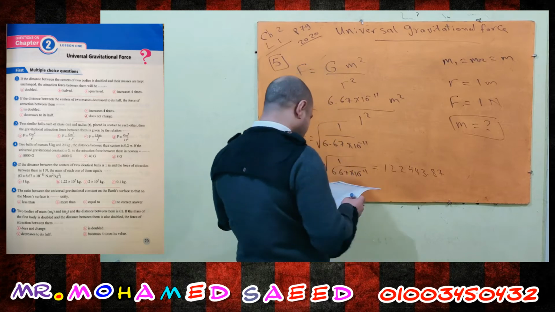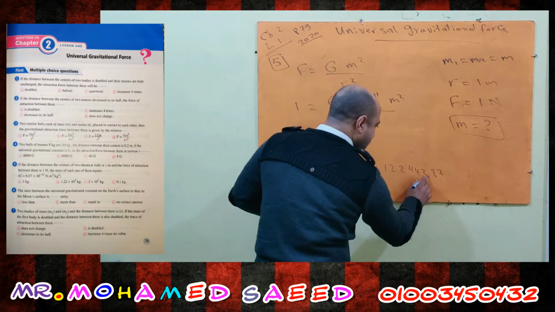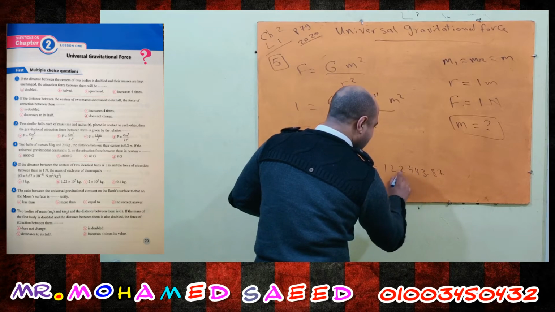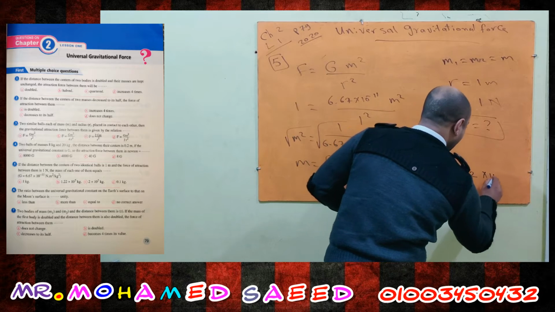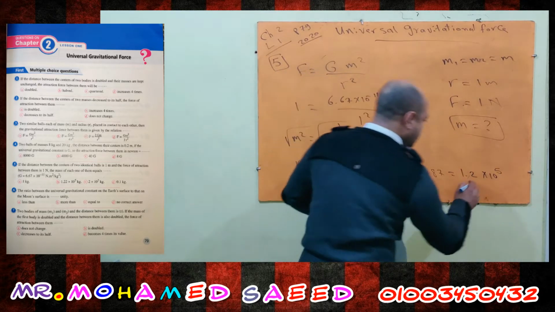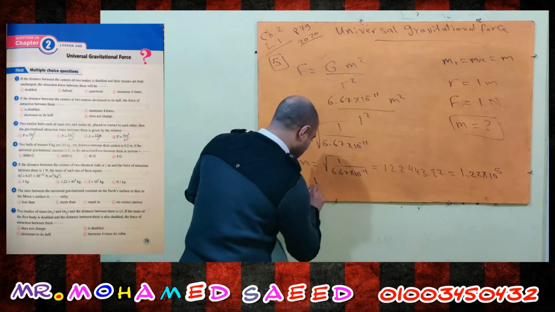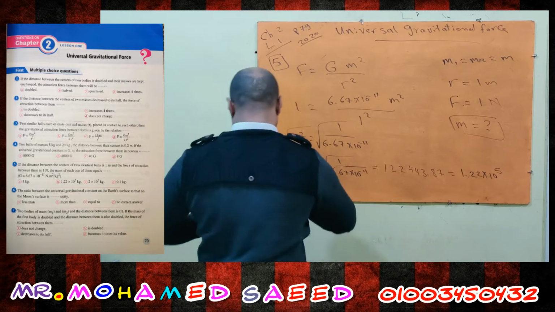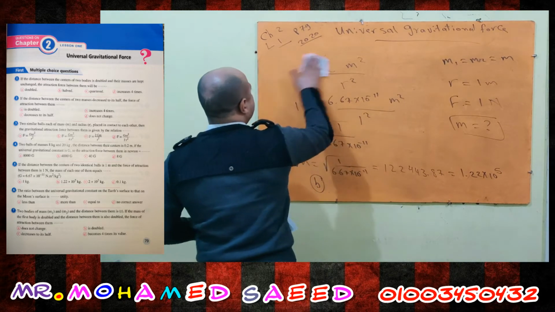So we'll choose from the choices. We can move this decimal point 1, 2, 3, 4, 5. So we can write it as 1.2 times 10 to the power 5, or 1.22 times 10 to the power 5. The true answer is B. Okay, question number 6.